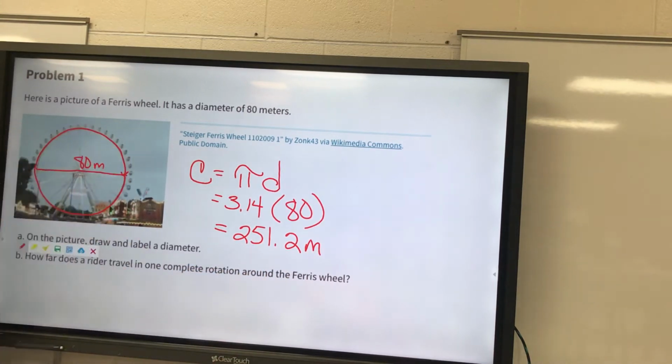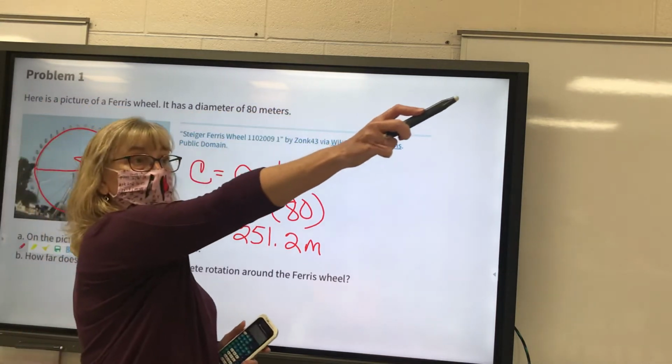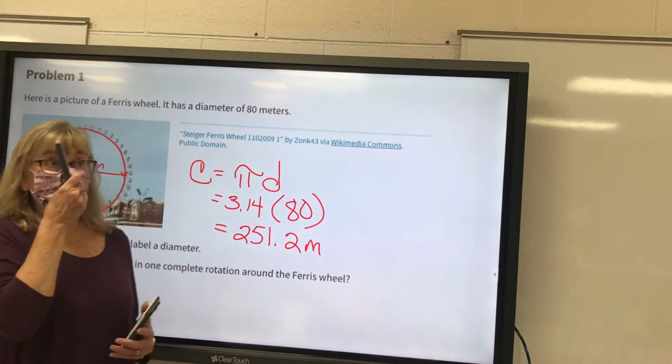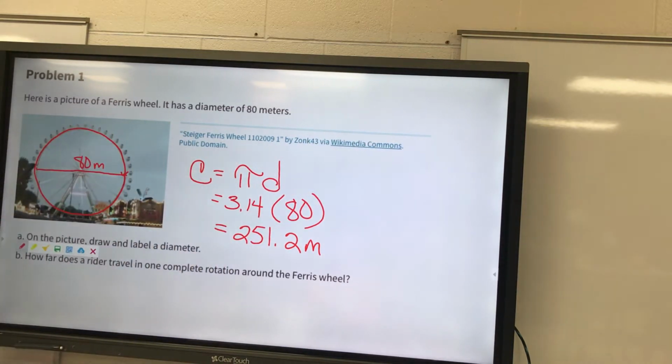Okay. Questions you have for me on how we figured that out? We could have used our little table in the classroom. Look up there, see where diameter is. It tells us to multiply by 3.14 to get to circumference. Okay? Questions you still have for me? All right.